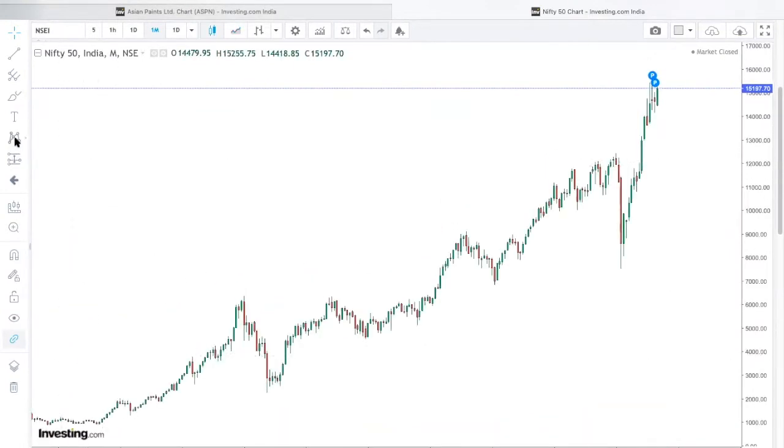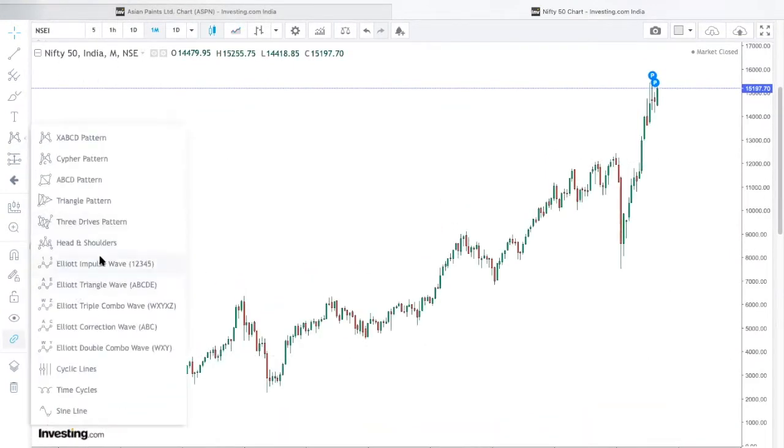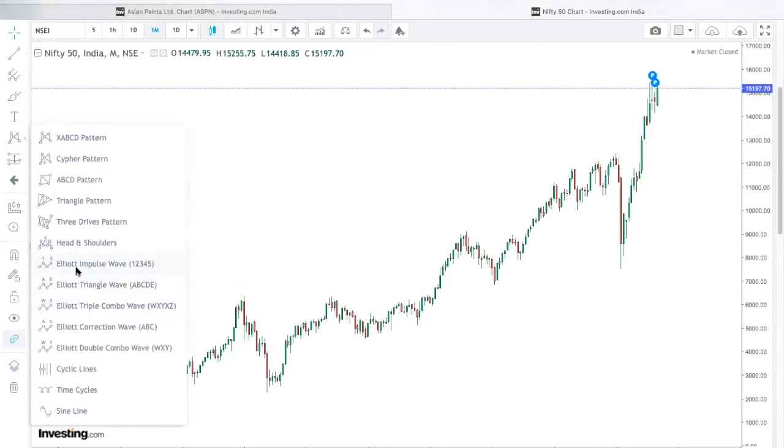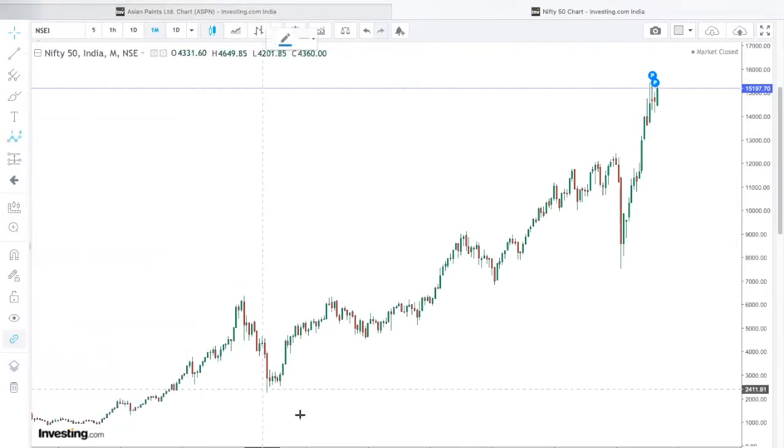Where is the Elliot impulse wave? Can you see this Elliot impulse wave? 1, 2, 3, 4, 5. Below the T symbol, click on this one and the Elliot impulse wave will come. Just click on this Elliot impulse wave and draw it.